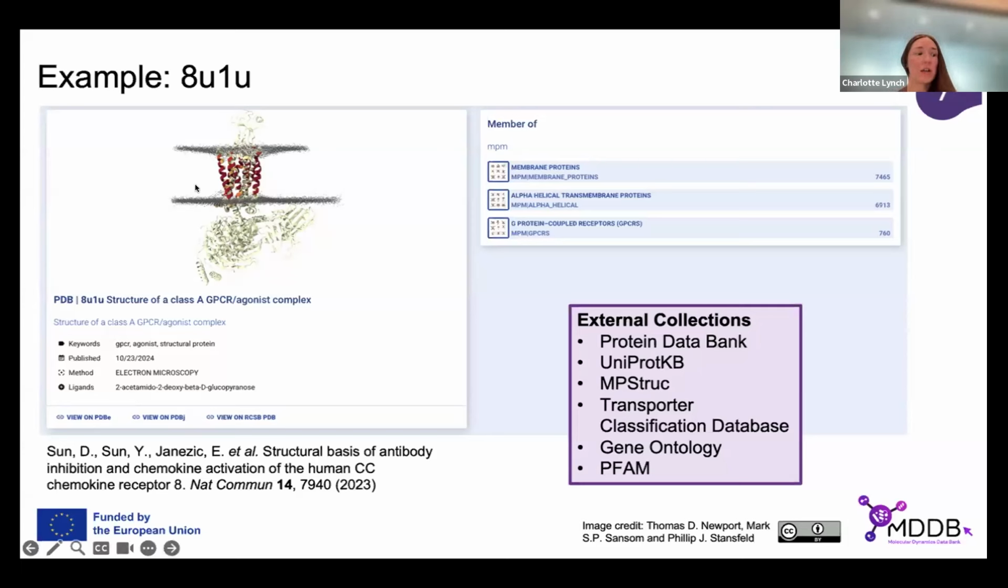You can also see what other structural databases the protein is related to. So there are links to external collections, such as the Protein Data Bank, MemProtKB, Membrane Proteins of Known Function, the Transporter Classification Database, Gene Ontology, and PFAM.